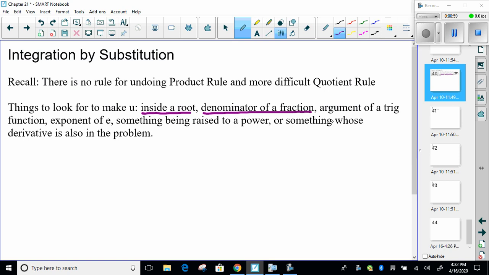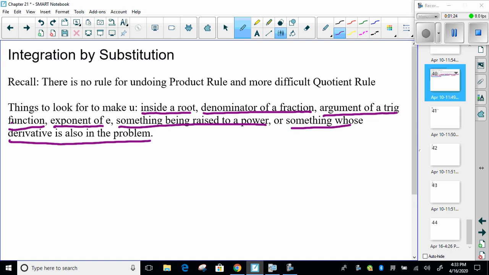The argument of a trig function: whatever is inside that trig function. So if it's the sine of 2x, then maybe you're going to look at 2x. Or if it's the sine of x squared, you're going to use maybe the x squared. If there's an exponent on e, if something is being raised to a power, or if something whose derivative is also in the problem. So when you think through it, look for that derivative piece.